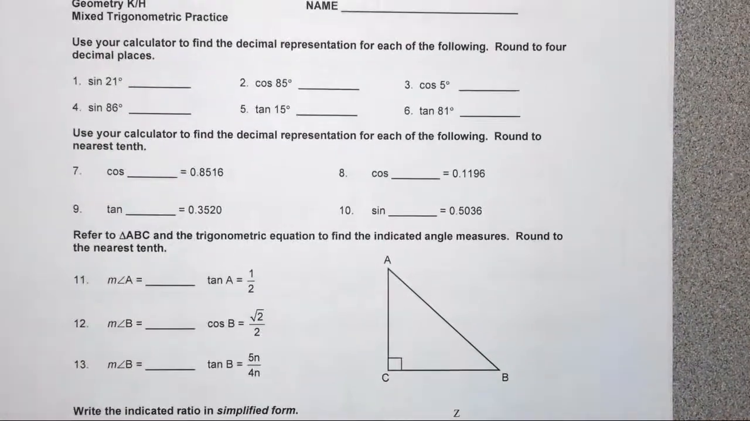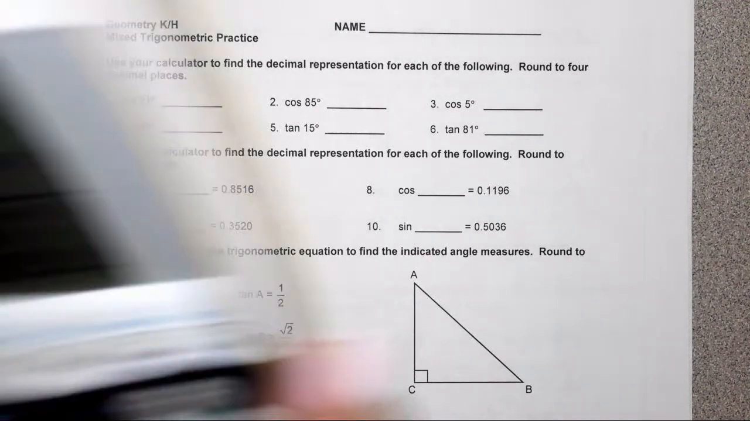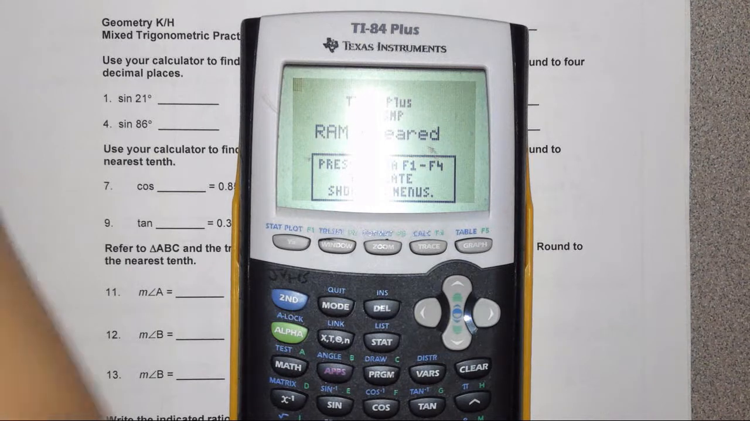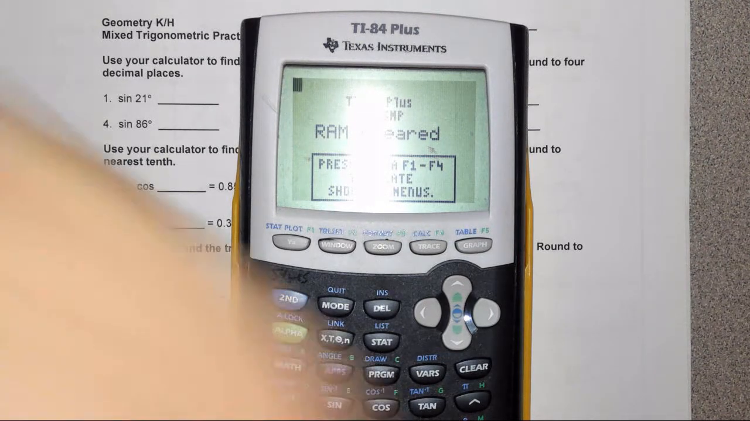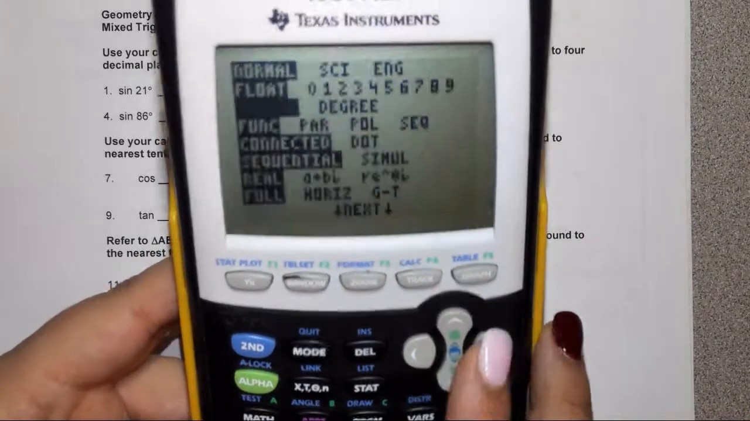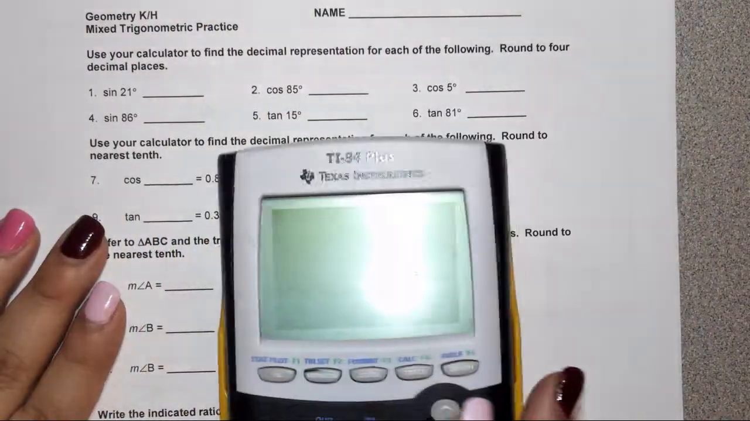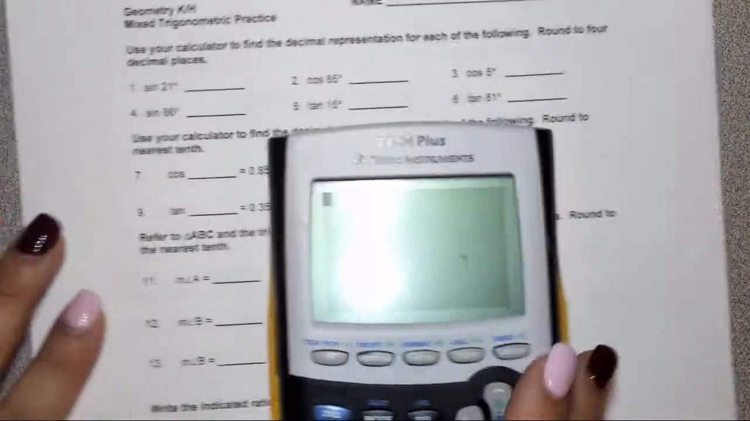Alright, so the first thing, when you come in tomorrow, you're going to be told to clear your calculators again. Once you clear your calculators, what do you need to do? You need to go to degree mode. So you're going to go to mode, arrow down to degrees, make sure you hit enter. Alright, so from there, am I going to give you any questions this easy?